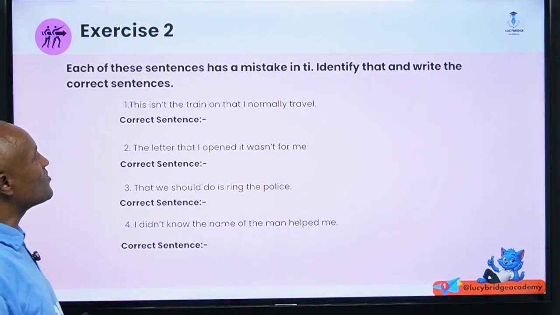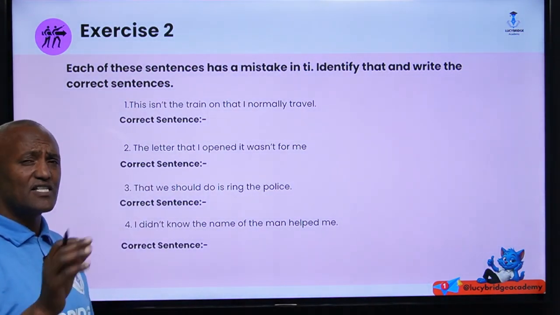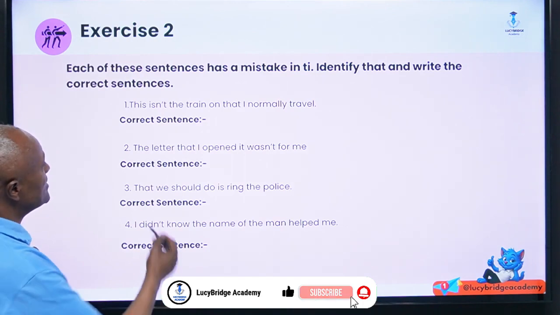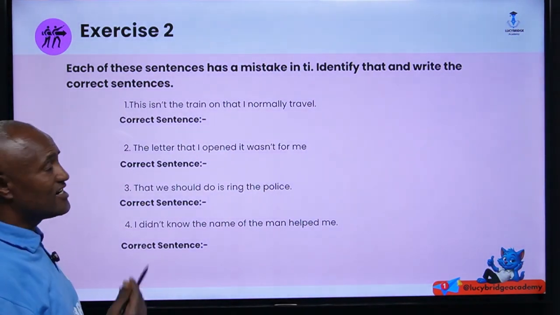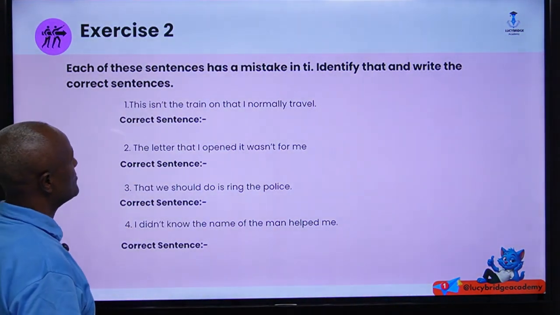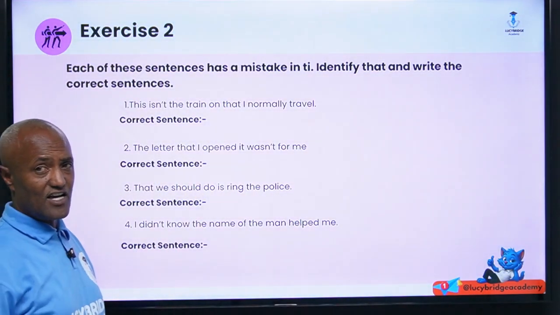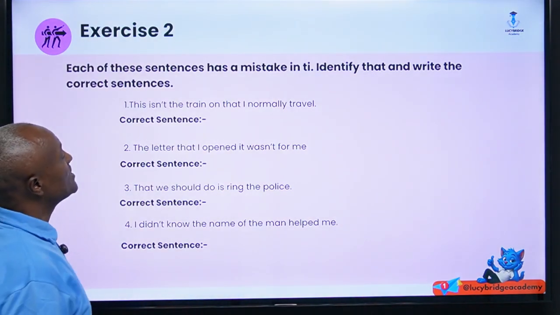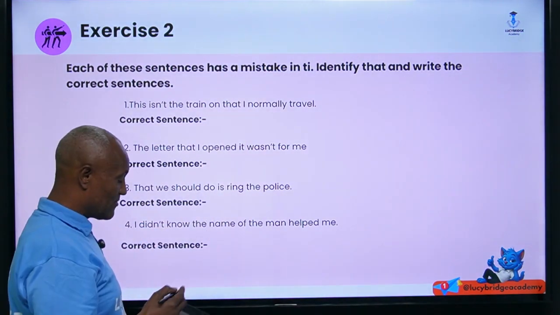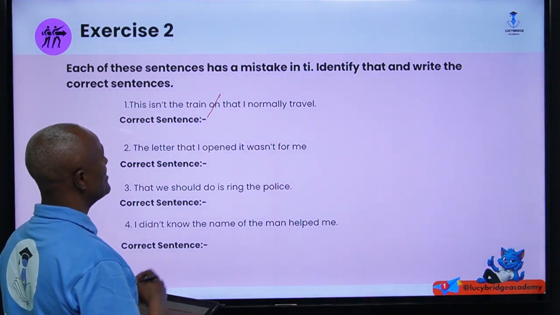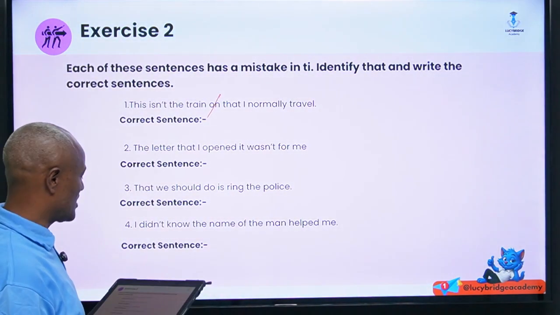So when we come to the other, what is the problem with this sentence? Up to now, we touched a lot on relative clauses and relative pronouns. So based on that, all the sentences I gave you here are wrong, and you are requested to correct them. For instance, this is not the train on that I normally travel. What is the problem? Can that be preceded by on? That is the problem. Therefore, on must be cancelled out, and we write, this is not the train that I normally travel on.